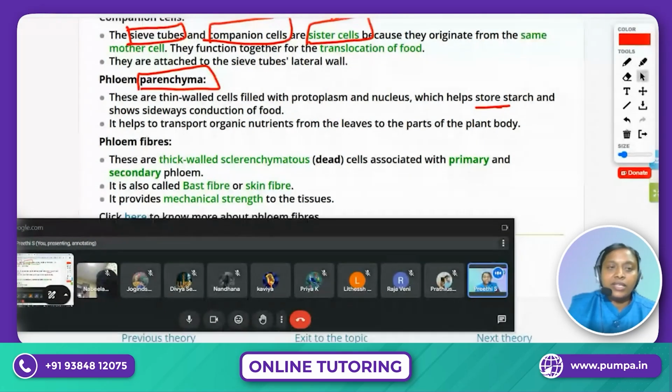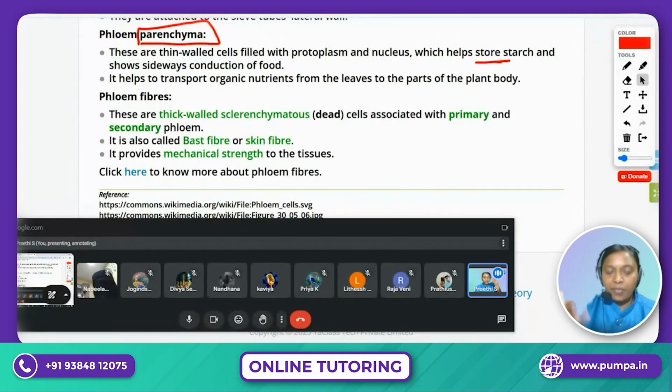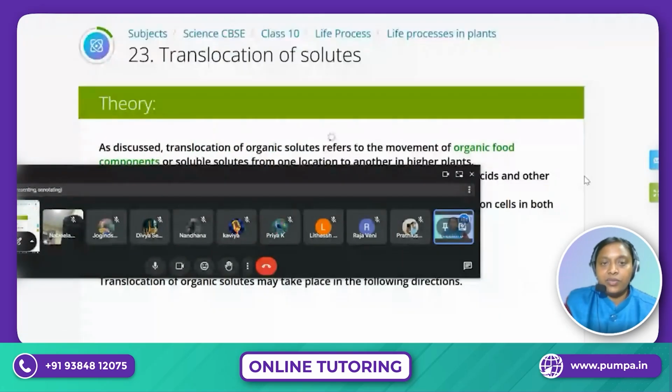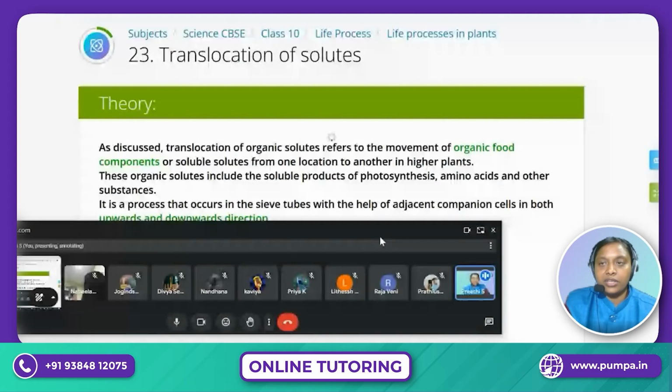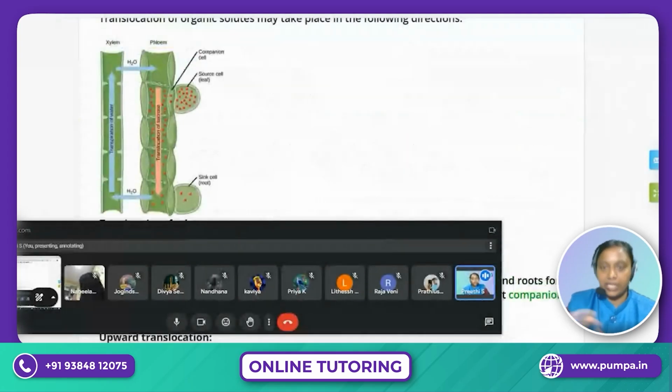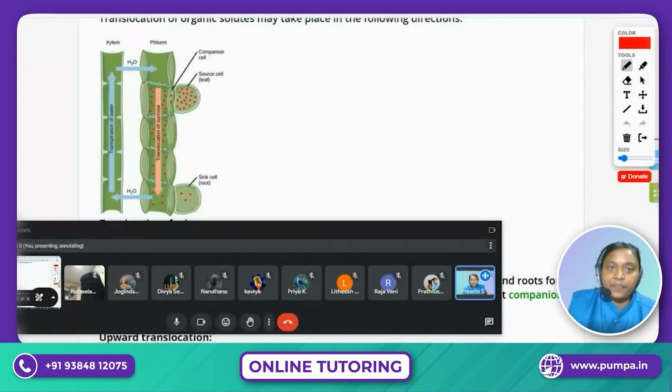Everyone, next it's the phloem fiber. It is made up of dead cells, and being dead cells, it provides the mechanical strength. Next, translocation of solute. Here we have to learn about two things: one is the source, another one is the sink. Source and sink. It's very simple, children.